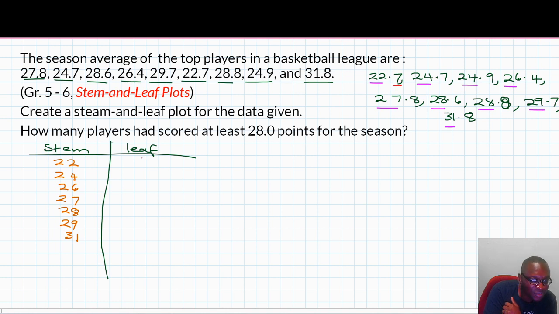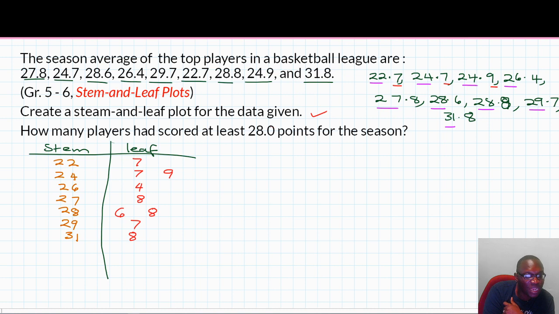So 22, we just have a leaf, which is 7. There's no other 22, so we move on. 24, we have 7 and 9. So this is 7 and 9. So that's going to be the leaf for 24. For 26, we have just 4. For 27, we have just 8. 28, we have 6 and 8. 29, we have just 7. And then 31, we have 8. So that is the first part of the question.